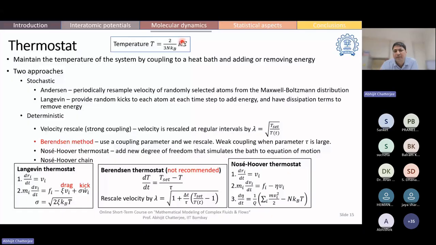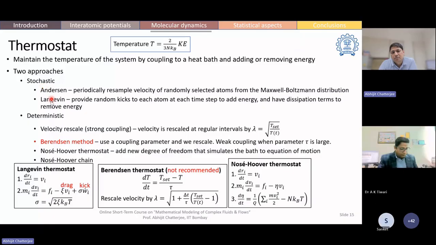We can bring down the velocities and lower the kinetic energy. If the kinetic energy is too low, we can increase the velocities such that the set point temperature is achieved. There are two different classes of thermostats which are used. One of them is the stochastic type of thermostat, and the other is the deterministic thermostat. So in the stochastic thermostat, the velocities are randomly altered.